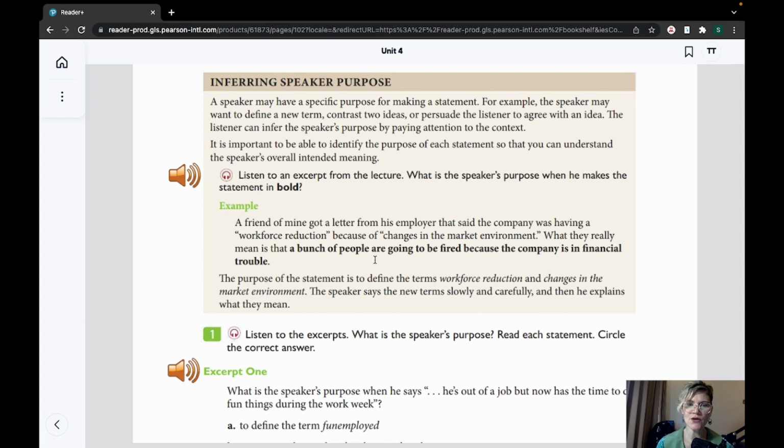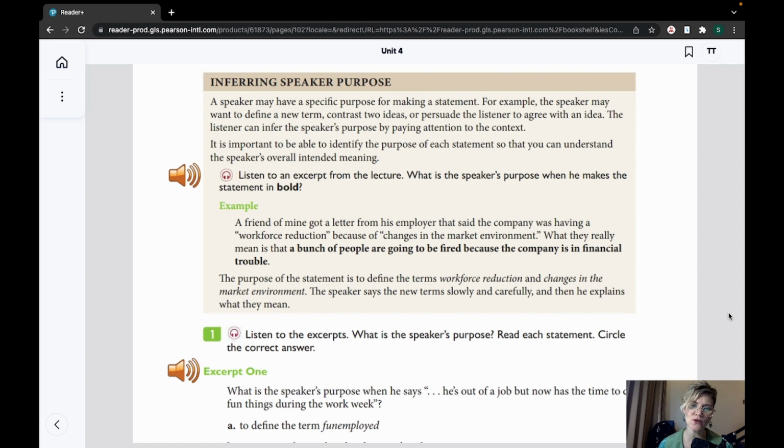Exactly. So the purpose of the statement is to define the terms workforce reduction and changes in the market environment. So the speaker says the new term slowly, carefully, and then he explains what it means.